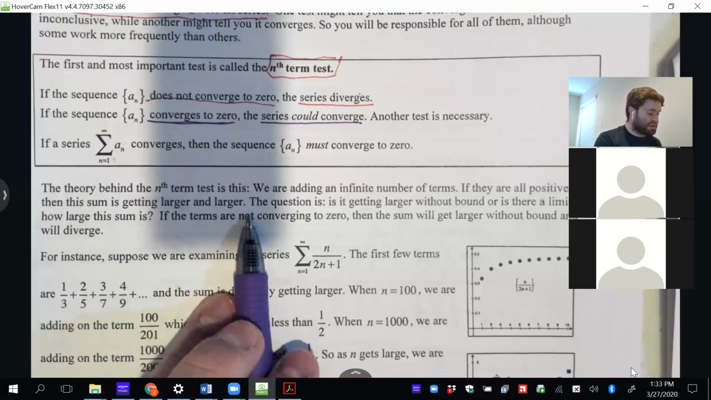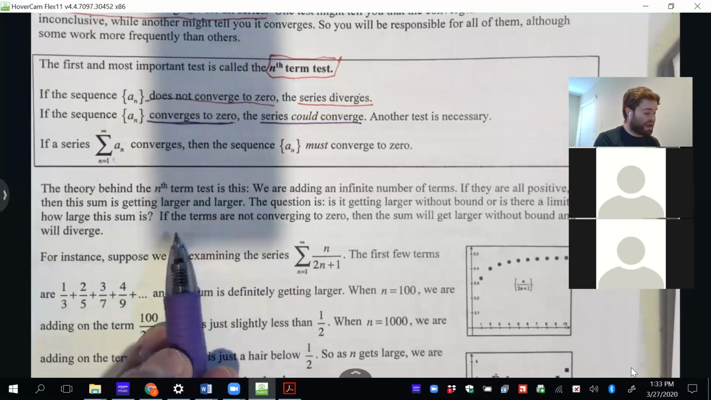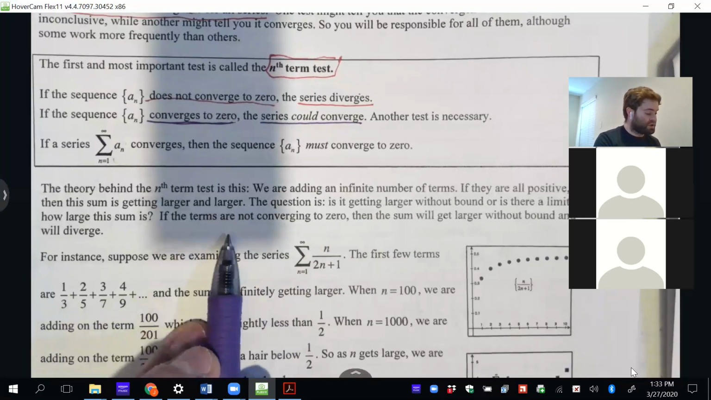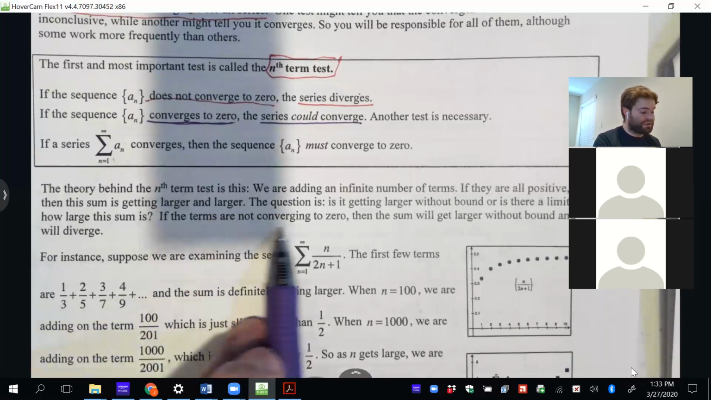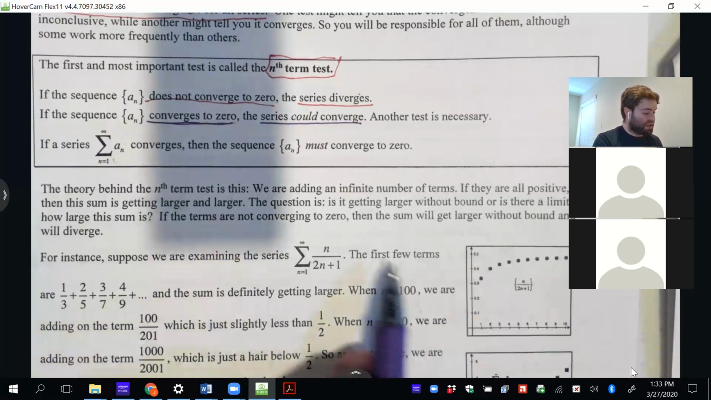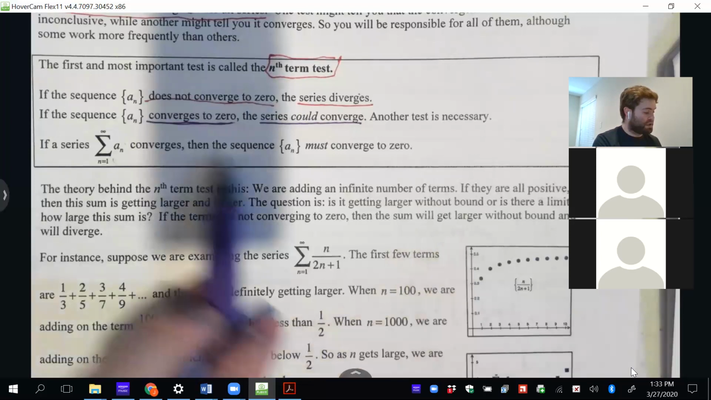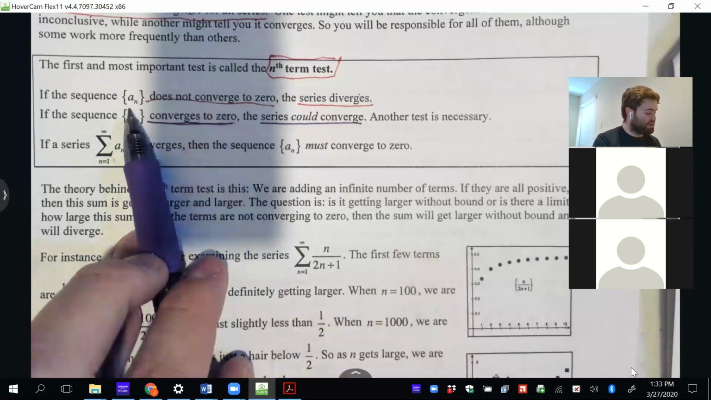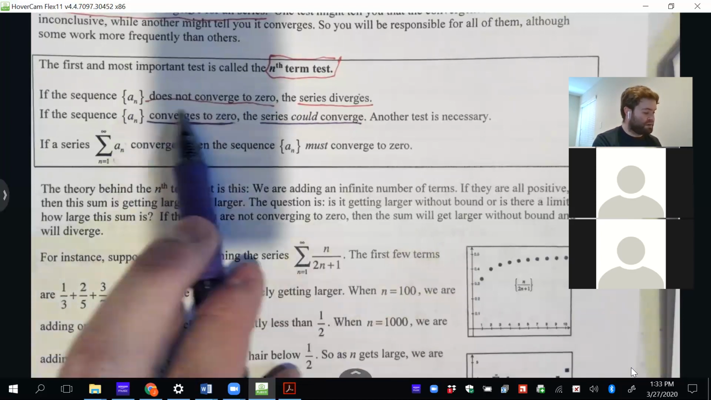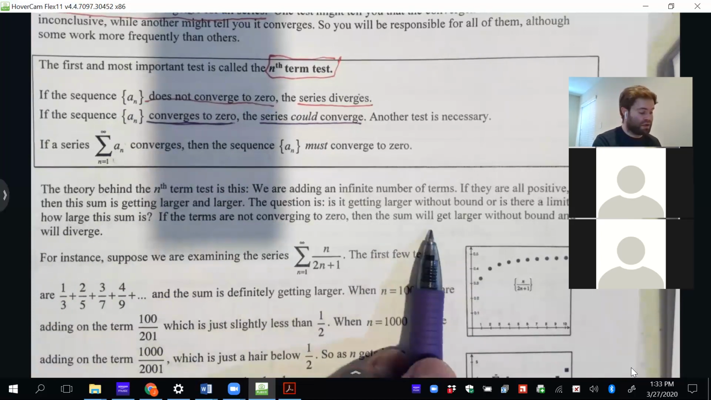So is it getting larger without bound, or is there some limit? That's the question that we're asking when we do these. And if the terms are not converging to zero, then there's just no way it can converge. So if the numbers in the sequence just keep going up, then there's no way it could converge, because the sum would also be getting bigger forever.